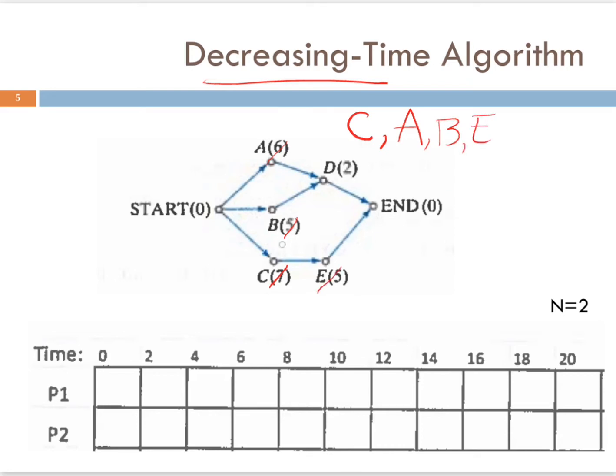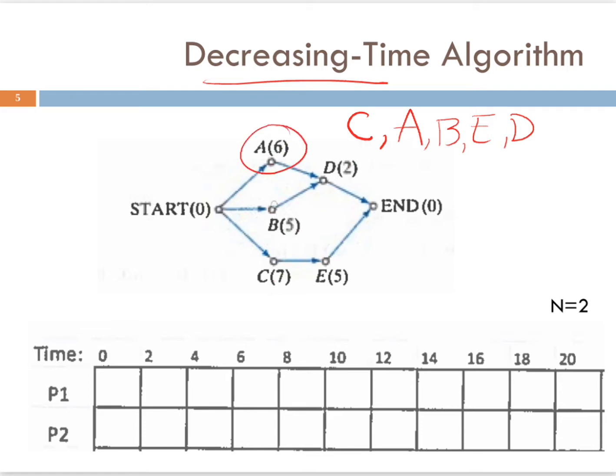So in this example, we have two 5s. B and E are both 5, so we can actually do either of them first. It really doesn't matter, as long as we do both of them before we do the next one, which is D. So we're going to have D right here. All right, so this is now our decreasing time priority list, and we're going to treat this the same as we did the priority list.